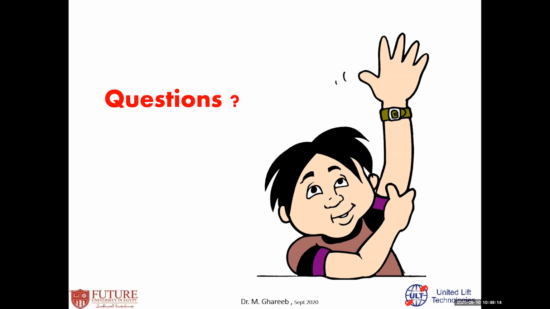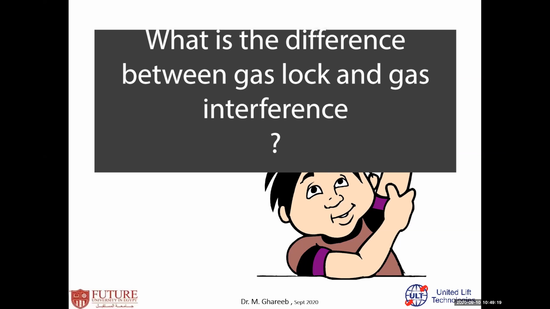Okay? Someone asks, what is the difference between gas lock and gas interference? Gas lock means the pump is not producing. The two valves are closed in the upstroke and downstroke. Gas interference means the pump works, but the traveling valve and standing valve have some delay in opening. The traveling valve opens, but after a certain time while going down. The standing valve opens, but after a certain time of going up.